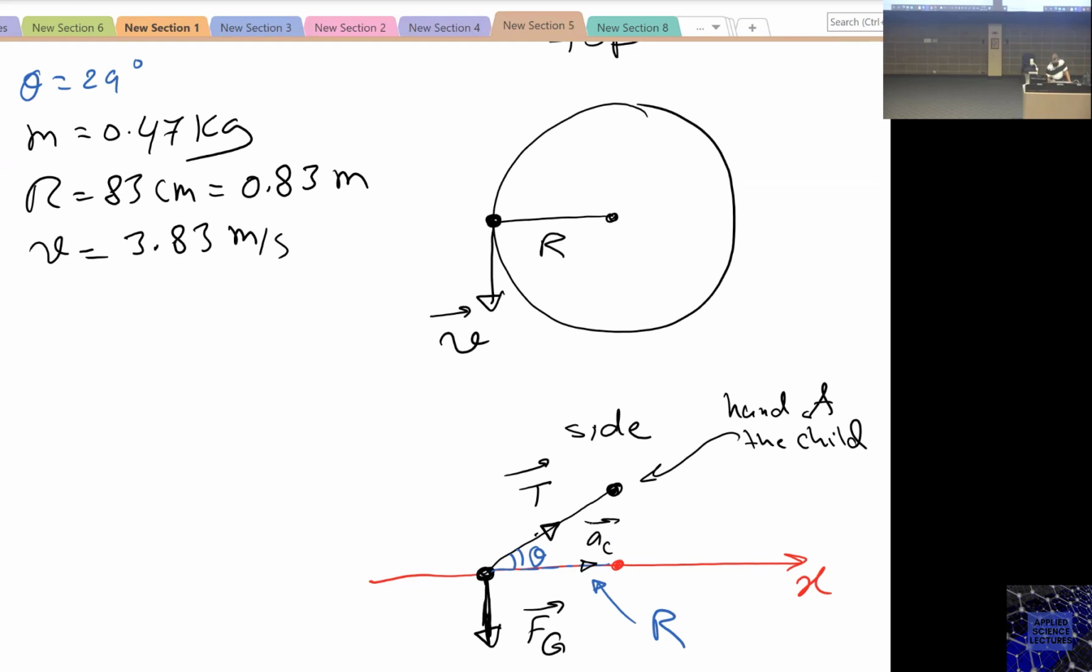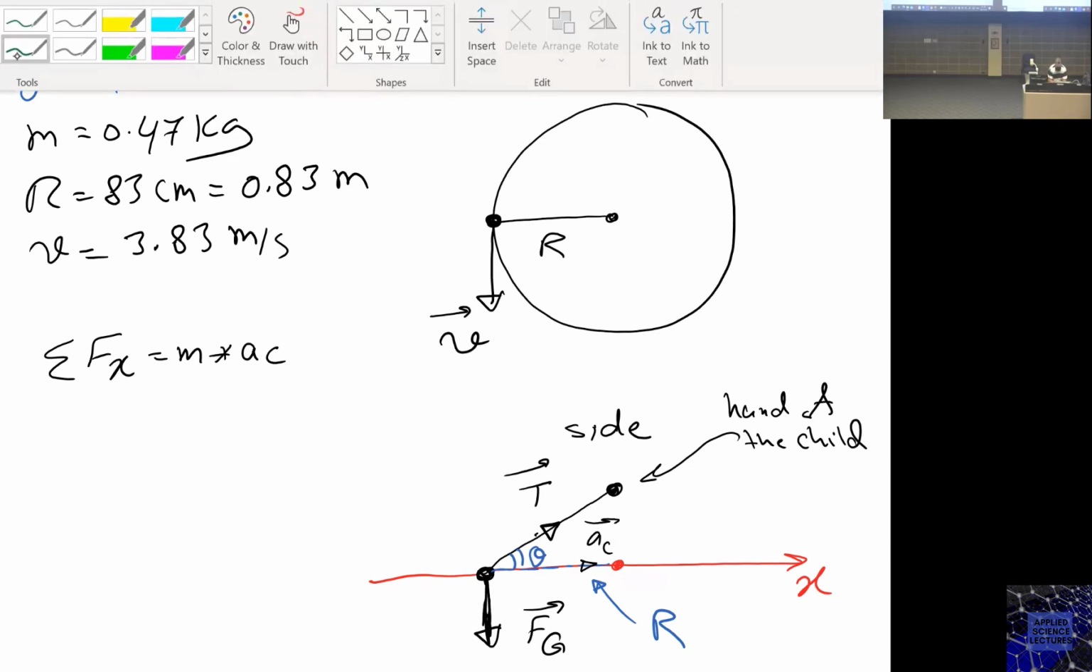Okay? Now, let's apply Newton's second law, which is basically along the x-axis. So I have Fx equals m times AC. Can you tell me what are the forces that I have along the x-axis? What do I have along the x-axis? I only have the component of the tension force on the x-axis.